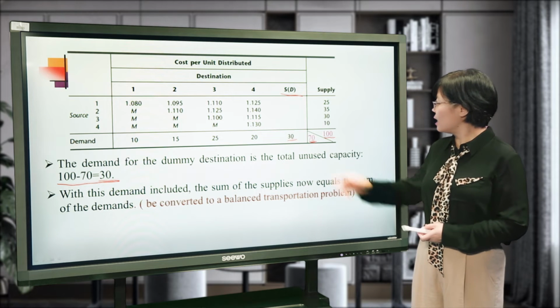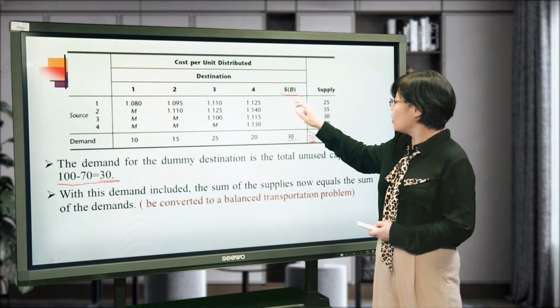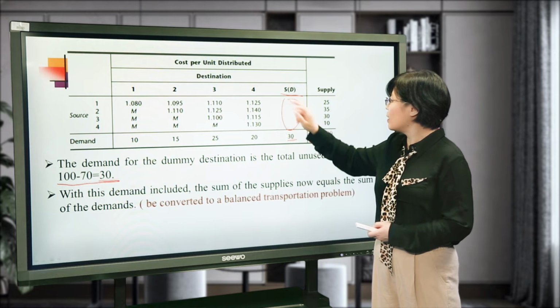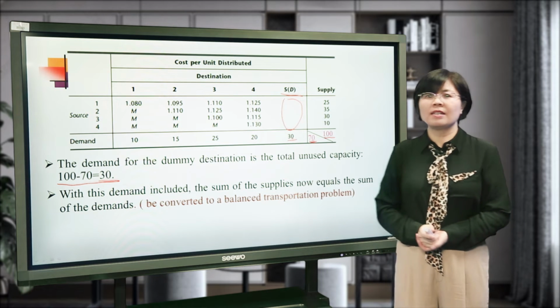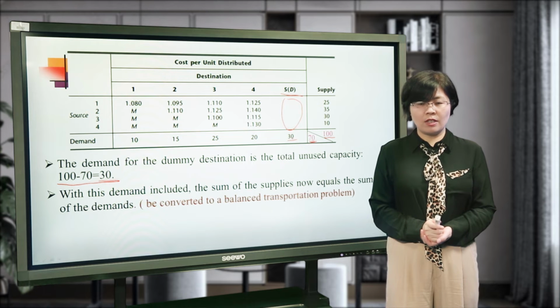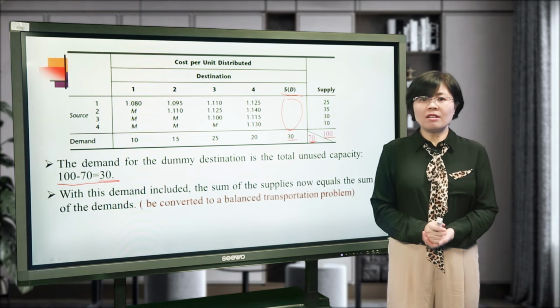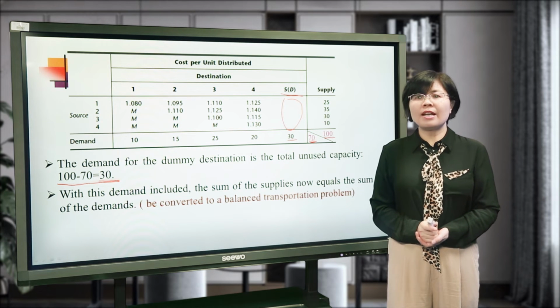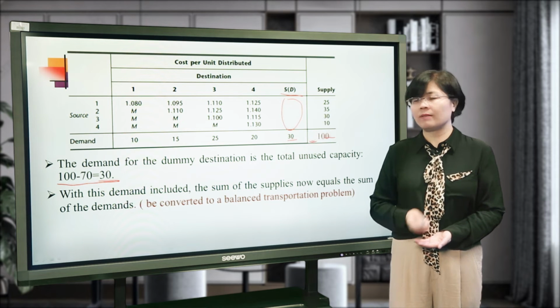Now the cost. We need to fill in this price. The cost entries associated with the dummy destination should be 0 because there is no cost incurred by the fictional allocation.